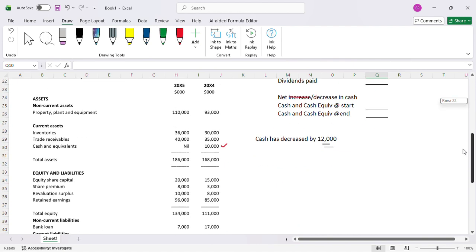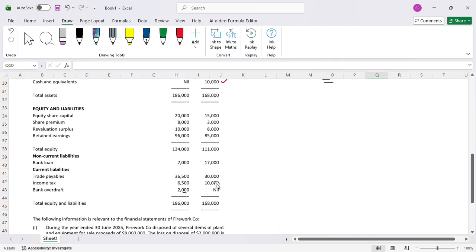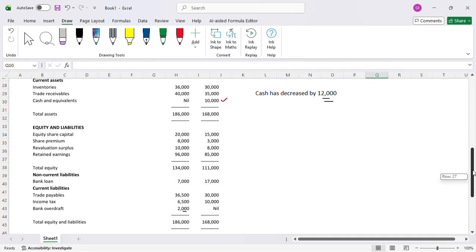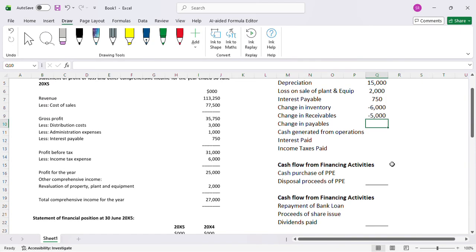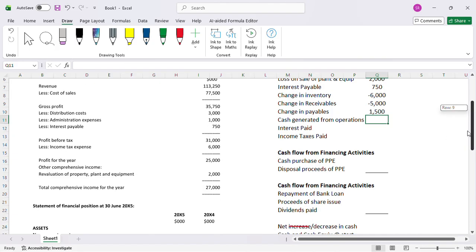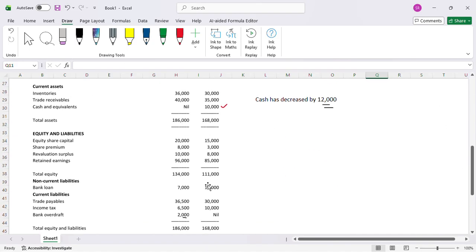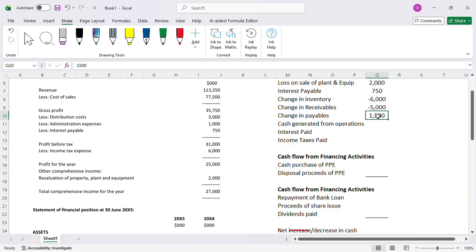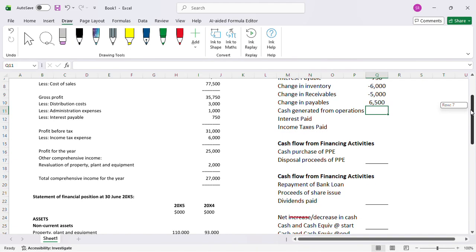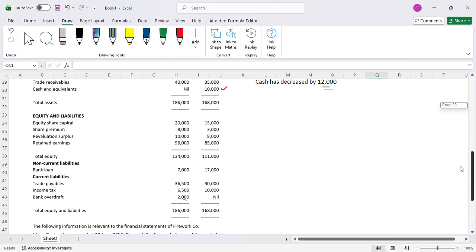What about payables? All the way down, it went from 30,000 to 36,500, which means money stayed in the business. 1,500, the difference. So from 36,500 to, what was it? 30, oh, that's 6,500. My apologies, 6,500. Change in payables. Let's see if we got that right. Yep.